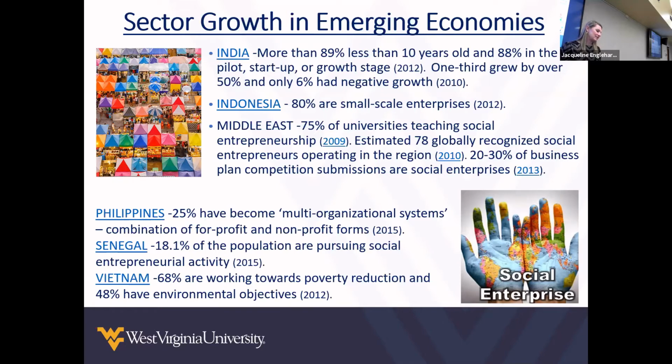Vietnam, 68% of theirs are working towards poverty reduction. 48% have environmental objectives. So that may be recycle, repurpose, reuse. It may be emergency communications during tsunamis or during environmental crises, things like that. So there's a lot of movement. I guess my point in this is there's a tremendous amount of energy going into this sector and growth, and it can be kind of uncontained in a lot of ways, although we see some common threads.